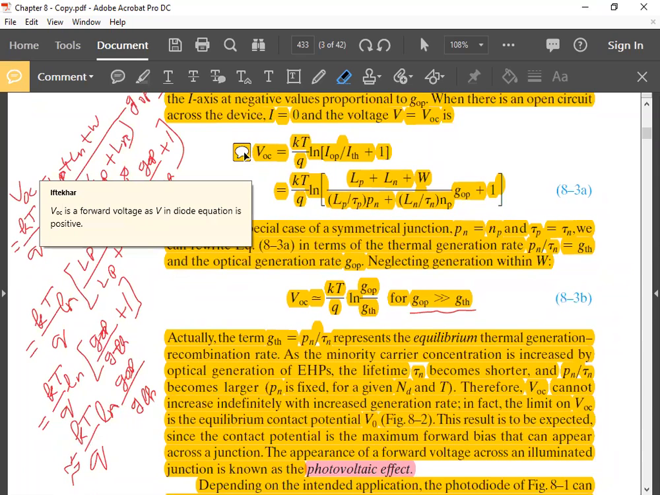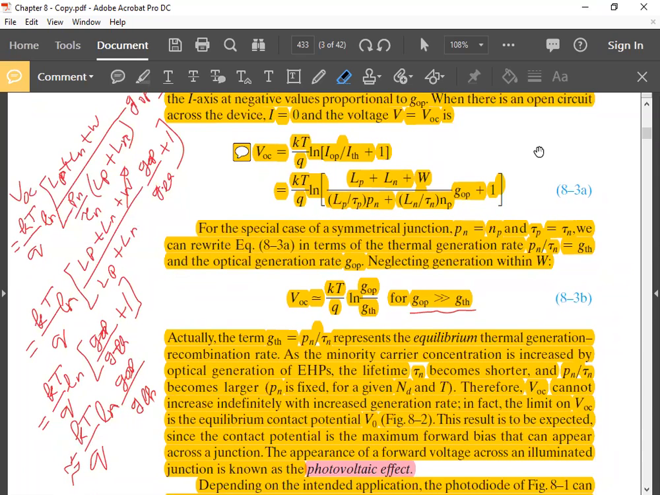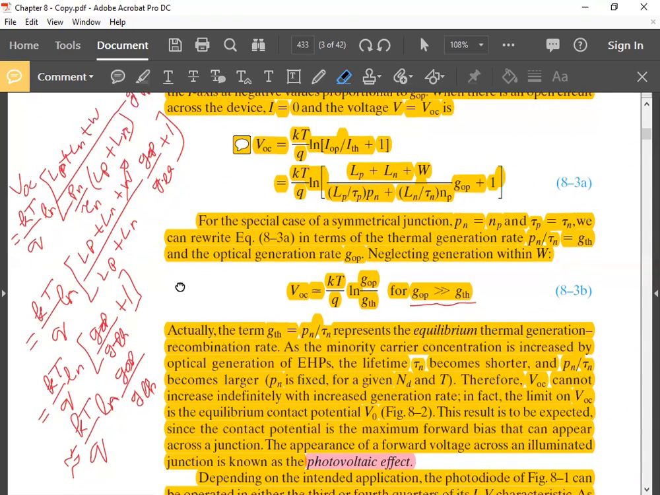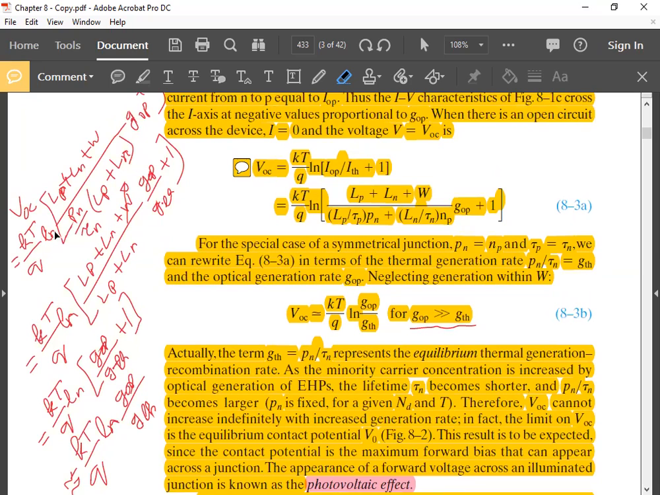Sir, how did Lp plus Ln plus W get inside the ln? Because of the division, it is ln of Iop by I thermal. Okay, you are dividing there. Okay, fine. I have just put the value of Iop. Iop is qA G_op into this, and I thermal is qA into this. So qA cancels from numerator and denominator, only G_op remains, and these terms remain.